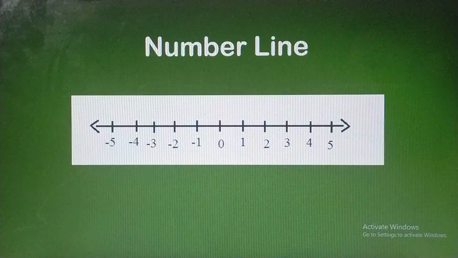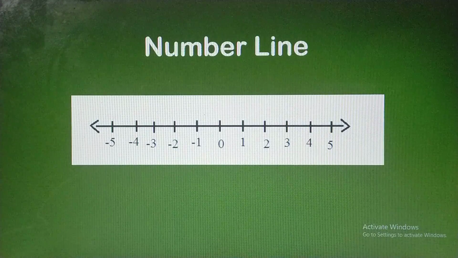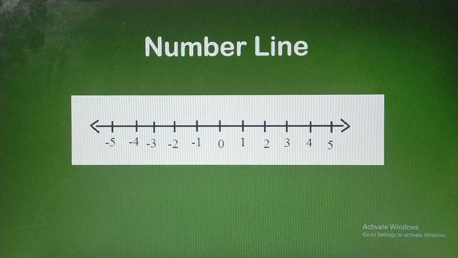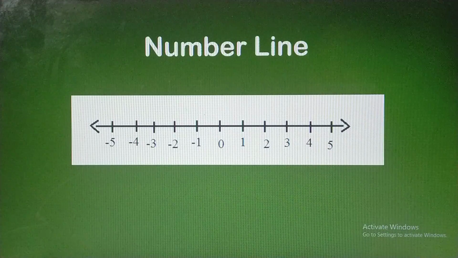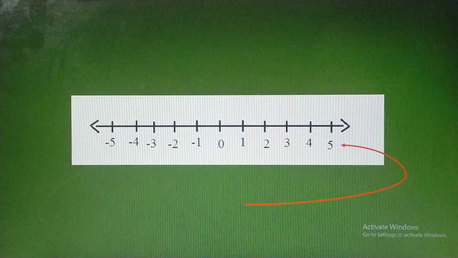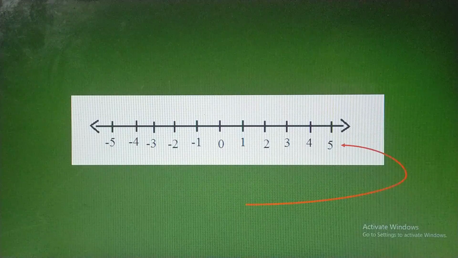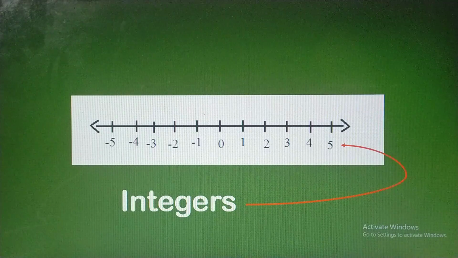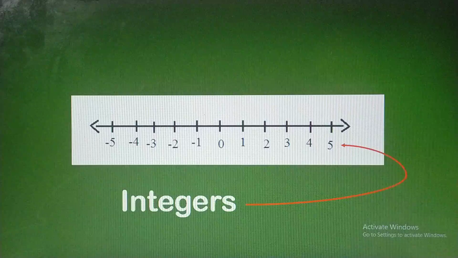So, let us use this number line. As you can see, sa number line natin, it composes of different numbers. Merong negative numbers and meron ding positive numbers. Meron ding zero. So, ang tawag po sa mga numbers na makikita natin sa ating number line ay integers. Okay? So, lahat po ng numbers na nasa number line ay integers.